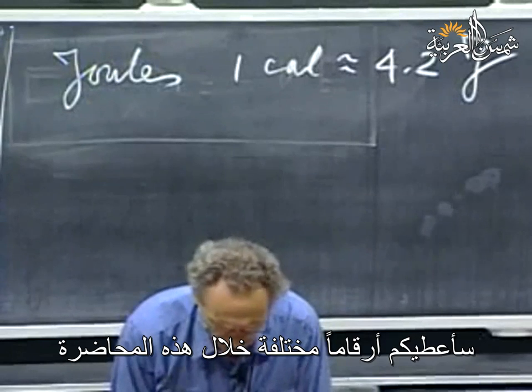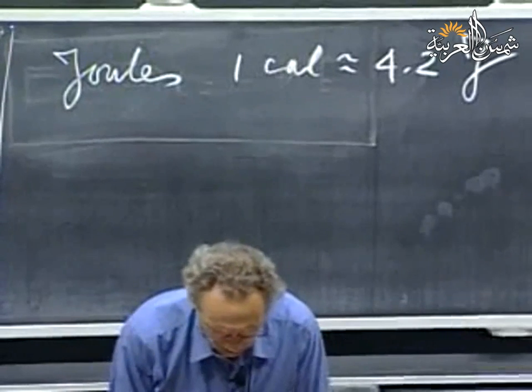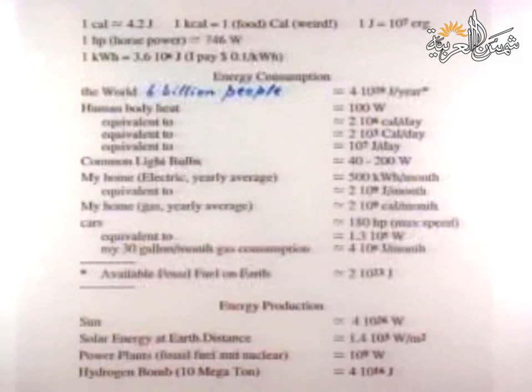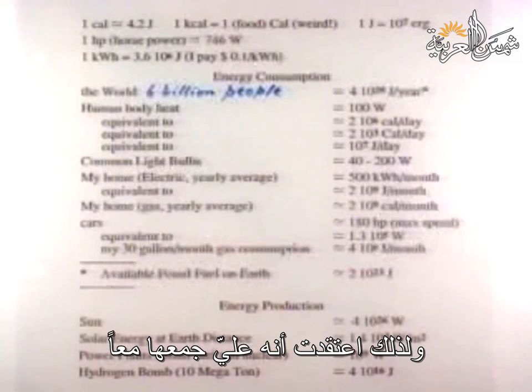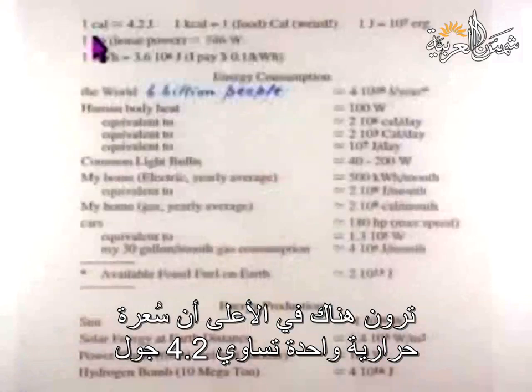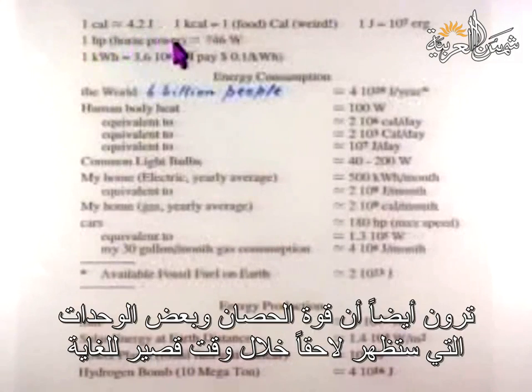I'm going to throw several numbers at you during this lecture, and I prepared a view graph. Don't copy the numbers because it's all on the web, but some of these numbers I will return to, and therefore I thought I might as well compile them in one. You see there on the top that 1 calorie is 4.2 joules, and you also see the horsepower and other units that will come up very shortly. I have all defined there.